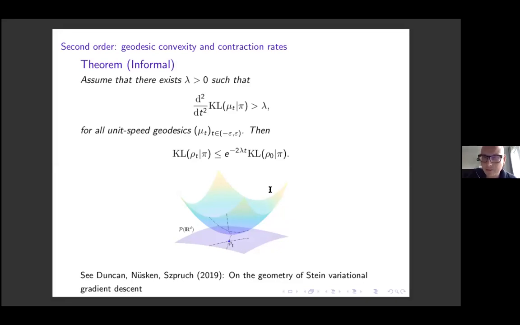And maybe I haven't stressed this enough, but the convergence speed is really interesting for the applications, because if it converges faster, then the algorithm will be more efficient.